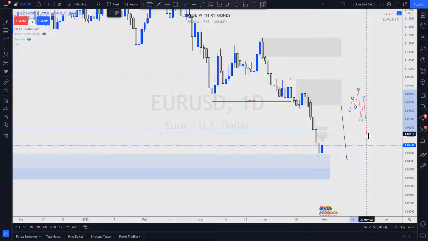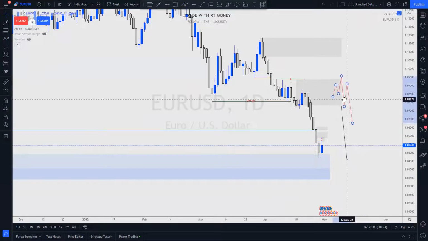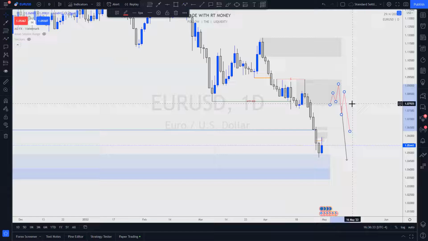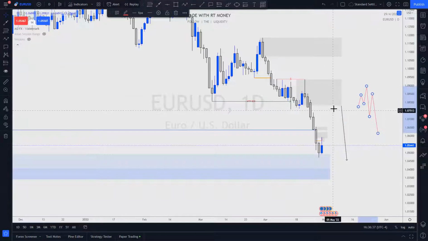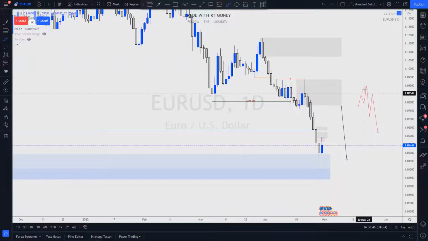This is a change of character, folks. I'm looking for that here. Not going to be this big, of course. It's going to be very small. It's going to be something like this. You're going to see price round over and come on down. But this is what I'm looking for here. So, we don't know if price comes all the way back there. But if it does, we'll be ready.